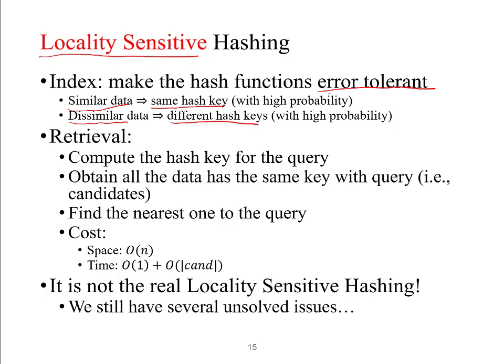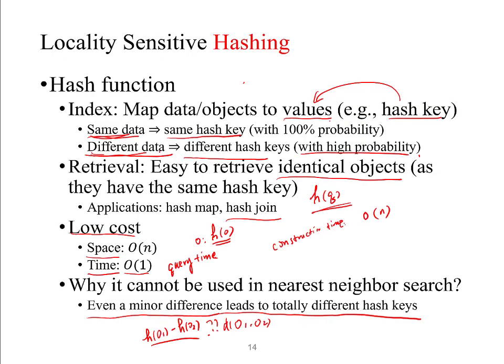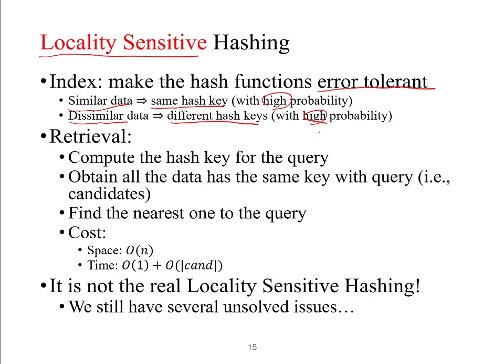And the probability is also different, because we cannot 100% guarantee similar data to have the same hash key. So we do want both of these two scenarios with high probability. Okay, so here is a 100% probability. It no longer exists. All right.